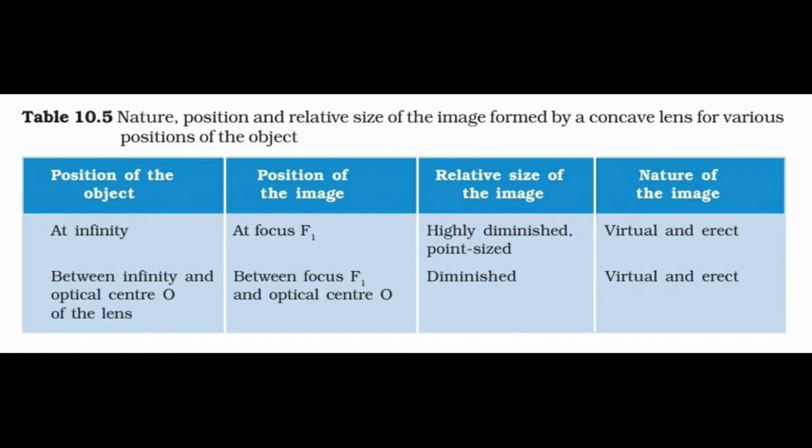Secondly, when the object is between infinity and optical center O of the lens, then the image will be formed between f1 and optical center O. Again, the size is diminished, a small sized image is formed, and the nature will be virtual and erect.